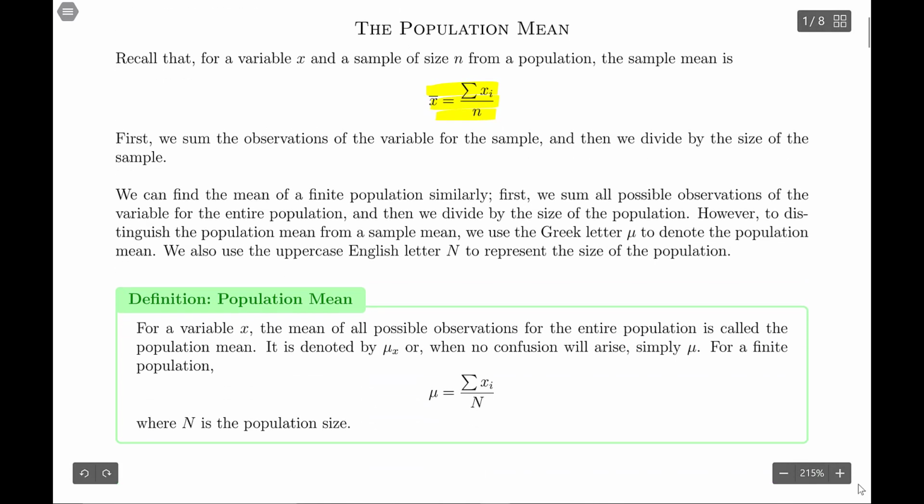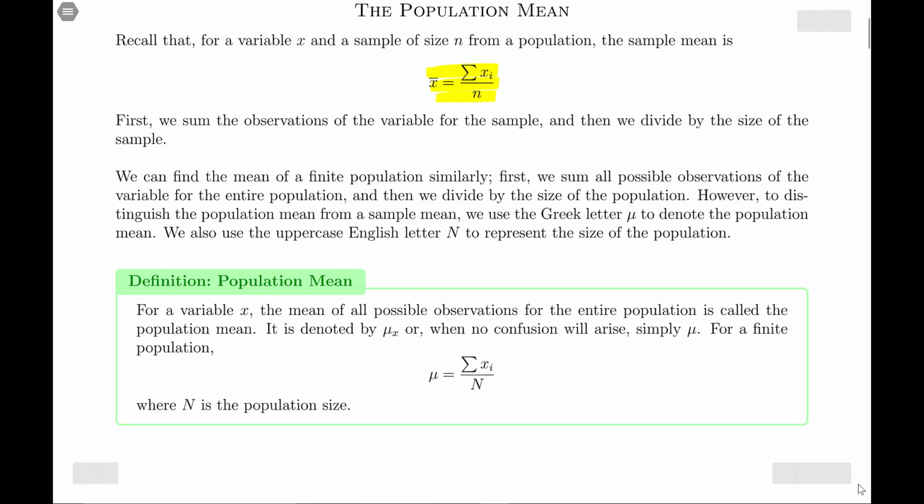The population mean, I can get them both here on the same screen, looks very similar. Notationally, though, it is different because when we look at statistical studies, we want to be able to determine, is this a sample or is this a population? So if you see x bar, you know that it is a sample because that's the sample mean. If you see the lowercase mu, that is the population mean. So x bar, sample mean, mu is population mean, and capital N is the size of your population.